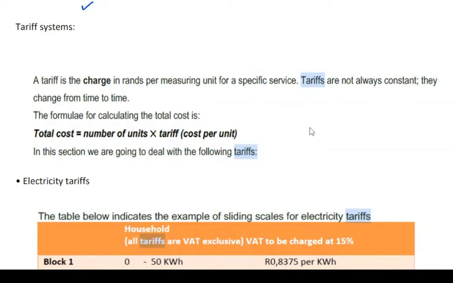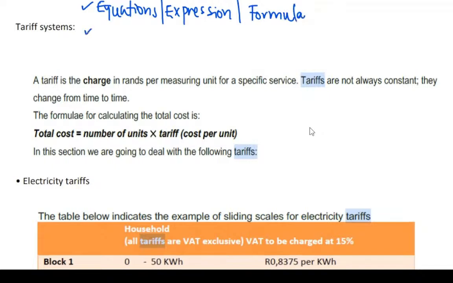We shall expect you to create what we call expressions, not equations. The other word they like is formula. Then number two, from the formula, it will be easy for you to complete or to find the missing values in a given table.